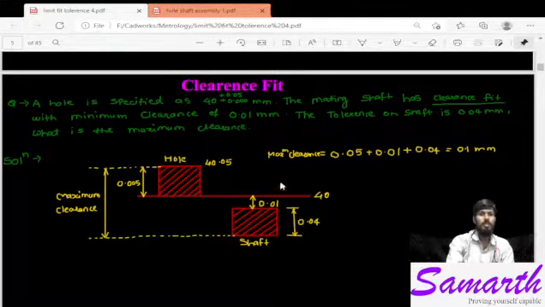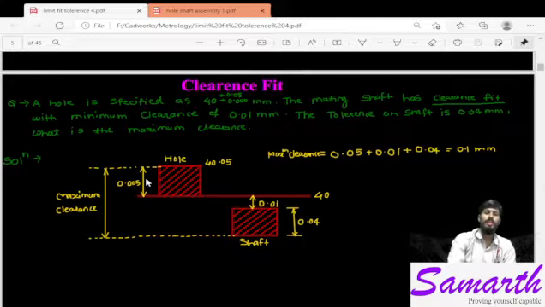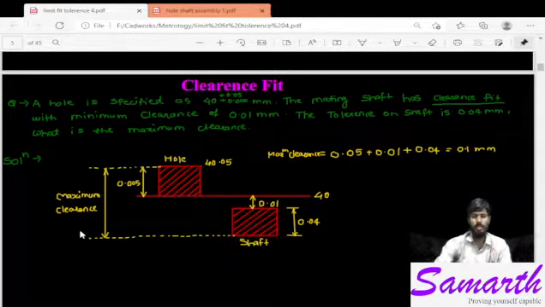What is the maximum clearance? Maximum clearance is this one. That means the upper limit of hole minus the lower limit of shaft. By doing this calculation, we will get the maximum clearance. Just you have to add the tolerance on shaft, the clearance, and the tolerance on hole. That means both the tolerance on shaft and tolerance on hole plus clearance, we will get the maximum clearance.